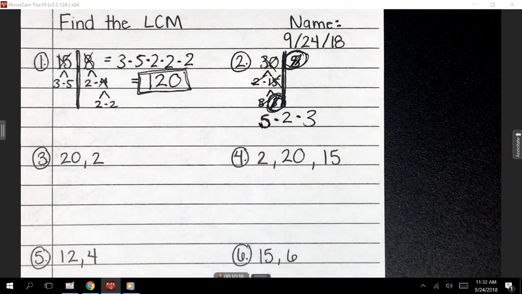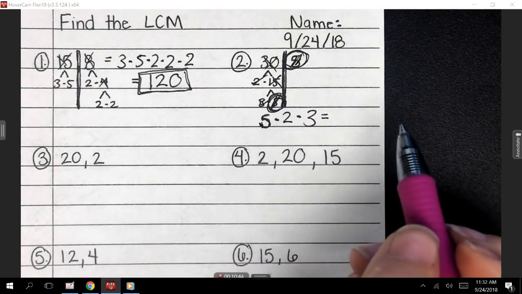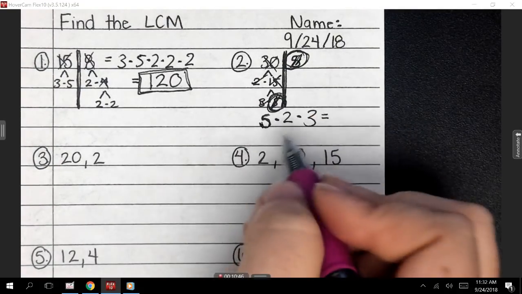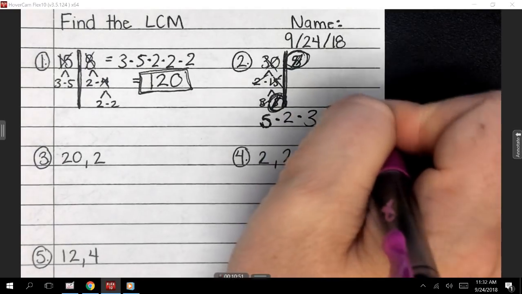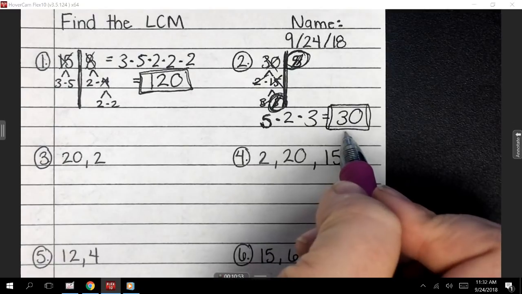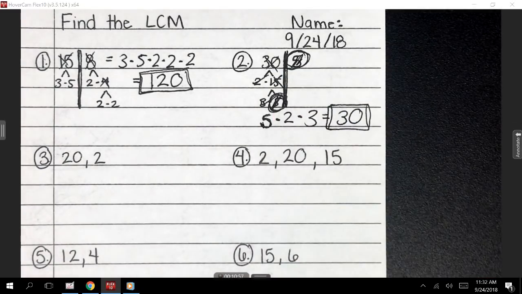All right. So again, for least common multiple, we're doing what they have in common and what's left over. All right. 5 times 2 is 10, times 3 is 30. So what that means is 30 is the smallest number. 30 can multiply to give me 30, and 5 can multiply to give me 30.